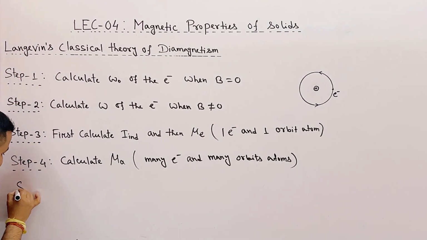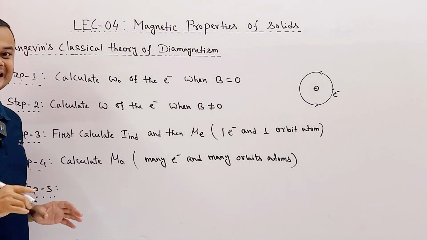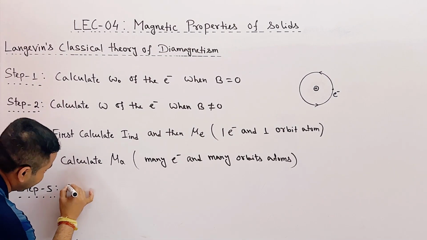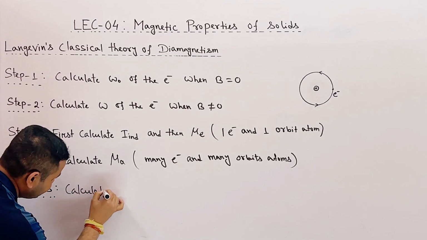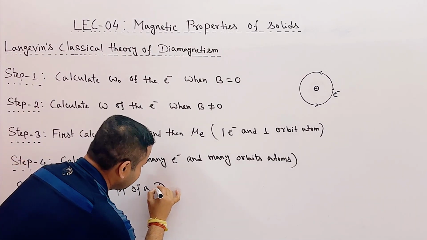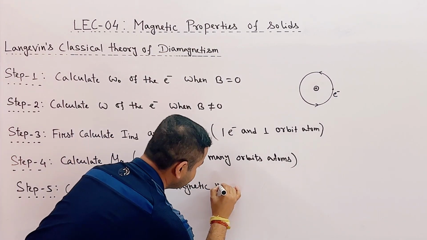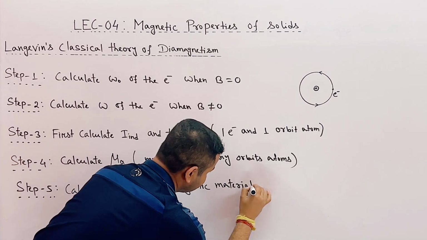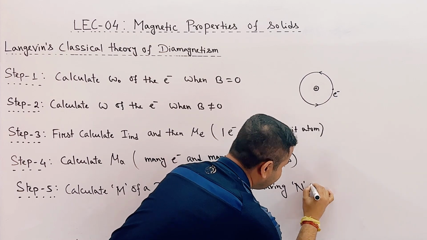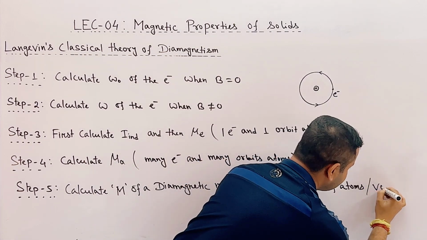Next, in step number 5, we will calculate the magnetization of a diamagnetic material having n number of atoms per unit volume. Okay? Calculate magnetization of a diamagnetic material having n number of atoms per unit volume. Okay?